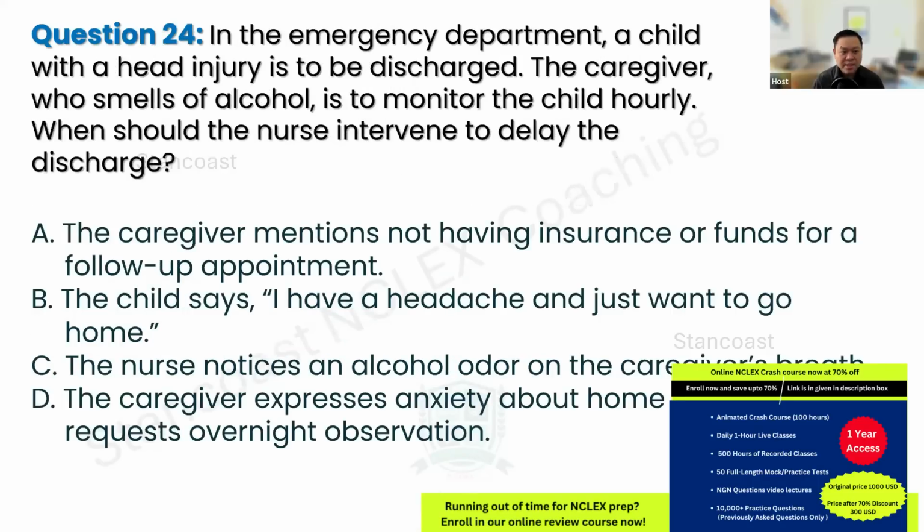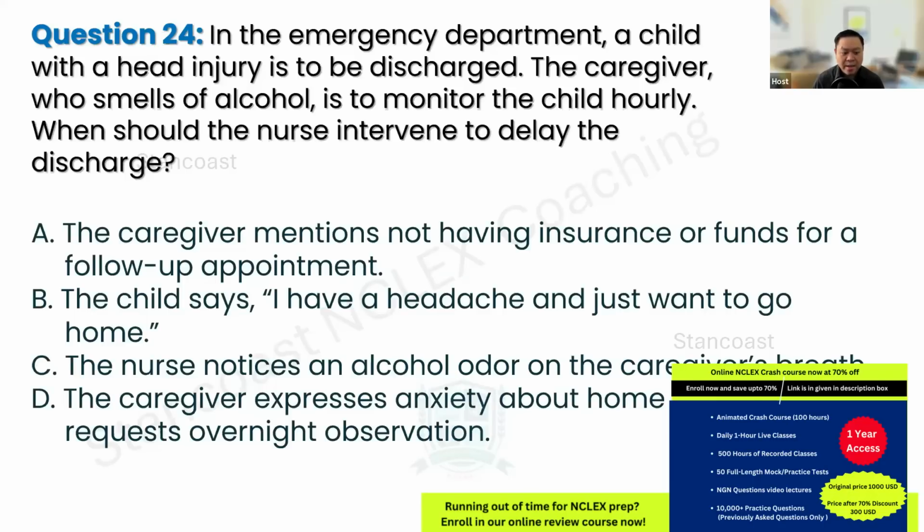In the emergency department, a child with a head injury is to be discharged. The caregiver who smells of alcohol is to monitor the child hourly. When should the nurse intervene to delay the discharge? A. The caregiver mentions not having insurance or funds for a follow-up appointment. B. The child says, "I have a headache and I just want to go home." C. The nurse notices an alcohol odor on the caregiver's breath. And D. The caregiver expresses anxiety about the home care and requests overnight observation.